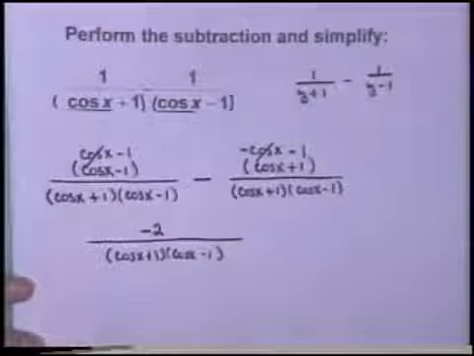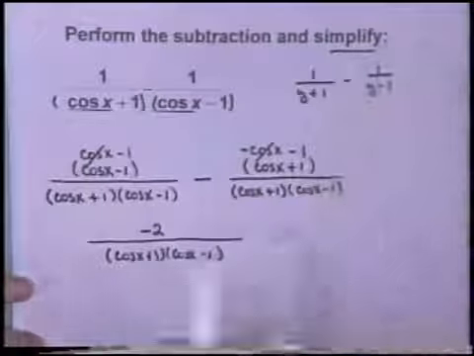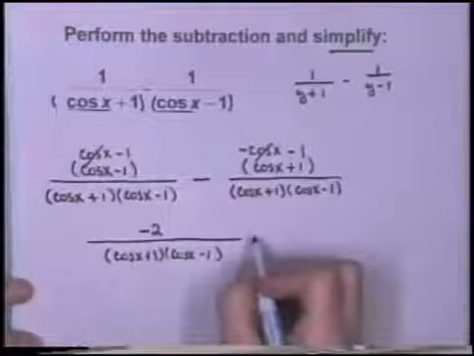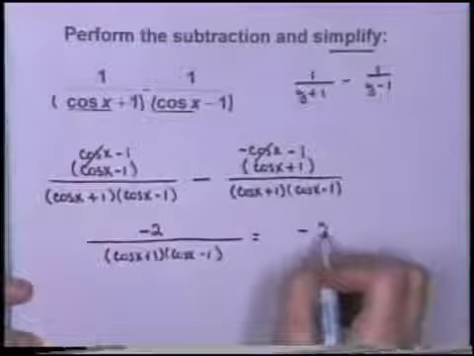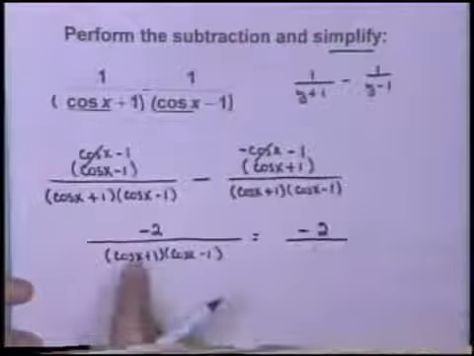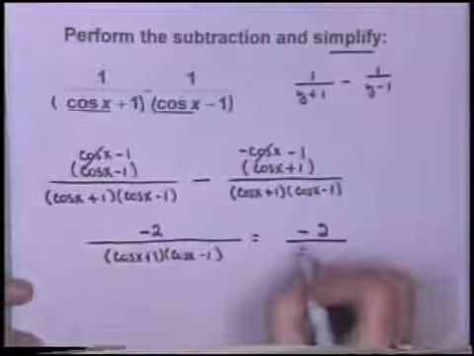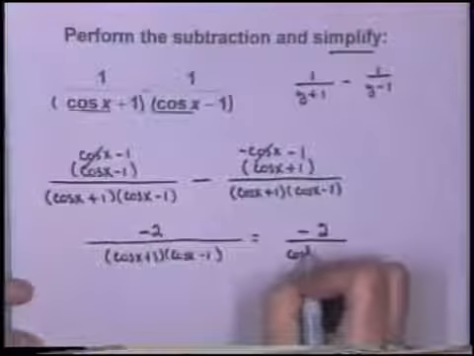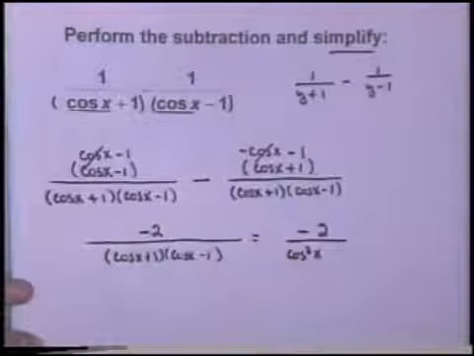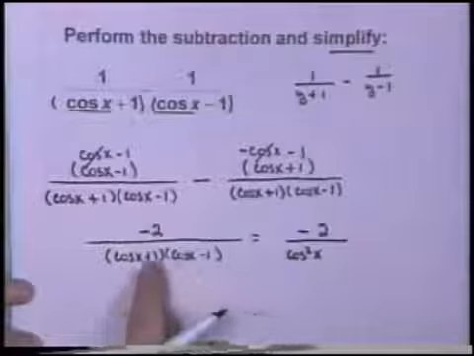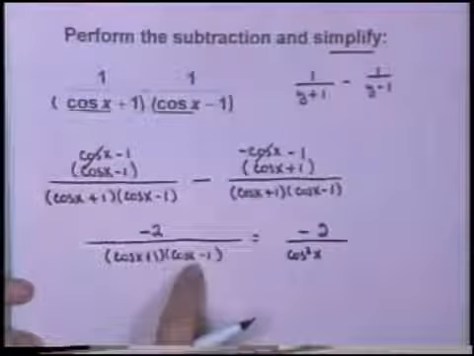Now, you may think that we're finished at this point, but notice my instructions said to also simplify. We have performed the subtraction, now we're going to simplify. So let me bring this negative 2 over, and let's multiply these two factors out here in the denominator. Cosine x times cosine x is cosine squared x. Notice, because these are what? These are conjugates. They're just alike except for the opposite signs here.